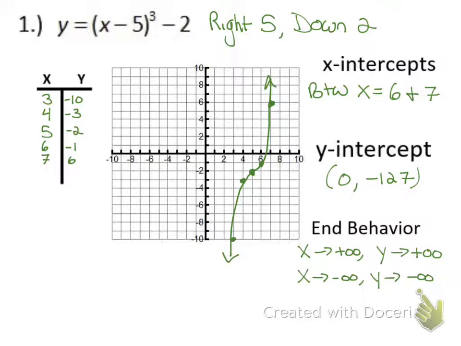So here is our end behavior. Again, as x approaches positive infinity is the right side of the graph. That graph is pointing up, so we say that y approaches positive infinity. As x approaches negative infinity, down here, y approaches negative infinity because it is pointing down just like the parent function is. So for problem number 2, I would like you to pause the video and try this.